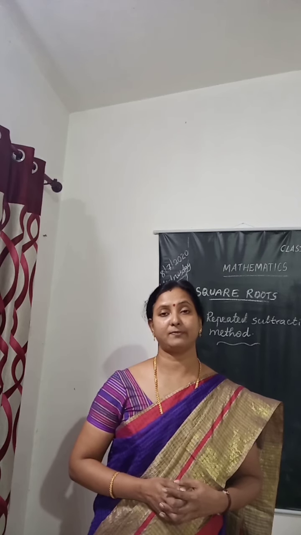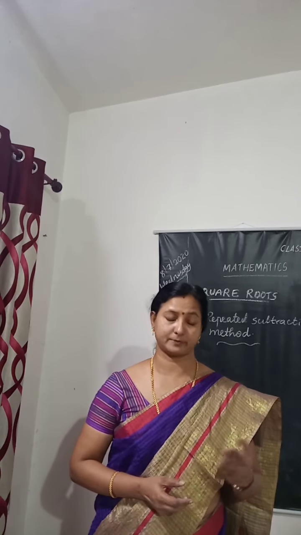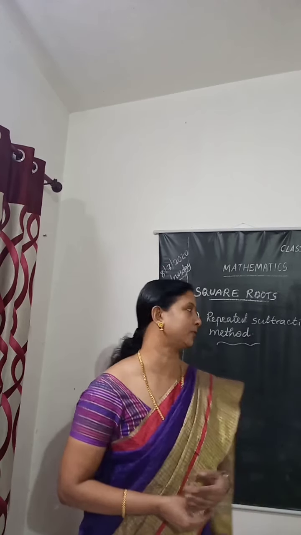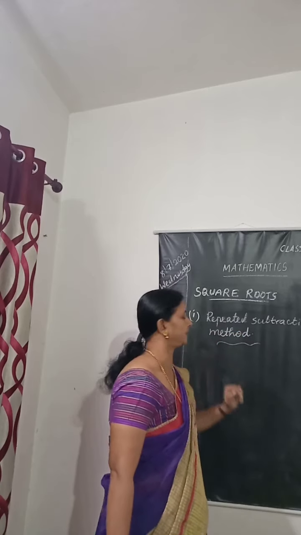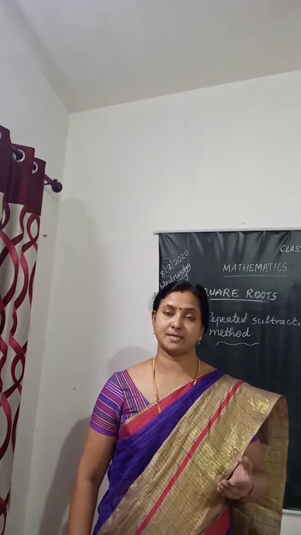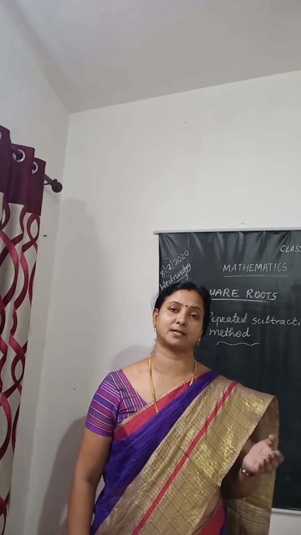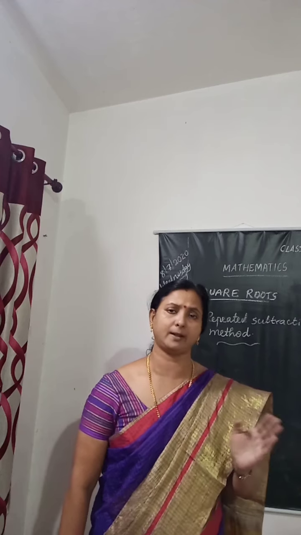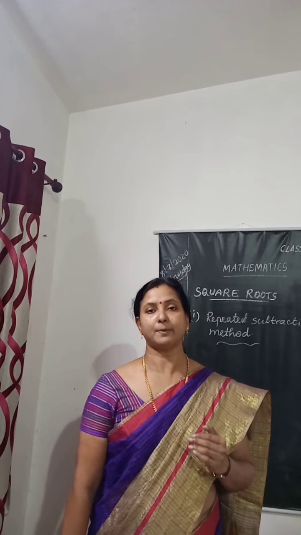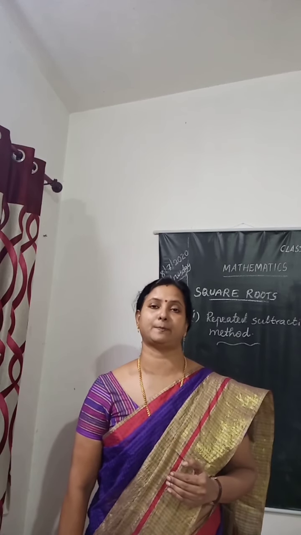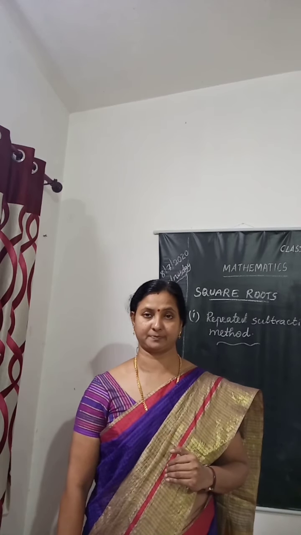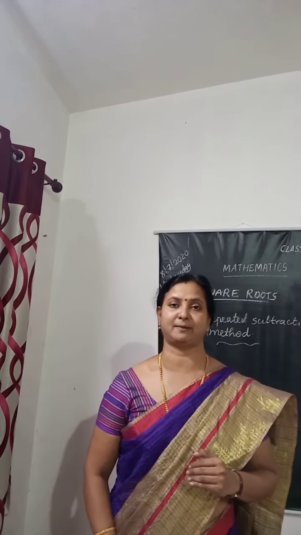For that, you have learned the property, the sum of the first n odd numbers is n square. Using that property, we are going to find square root using the repeated subtraction method. The method is, you will subtract odd numbers starting from 1, 3, 5, etc. from the given number till you get 0 as remainder. After that, count the number of times you have subtracted. That number of times will give the square root of the given number. Let us see one example.